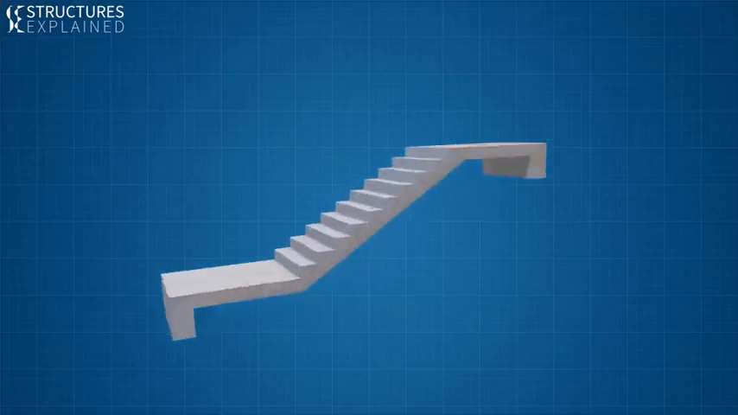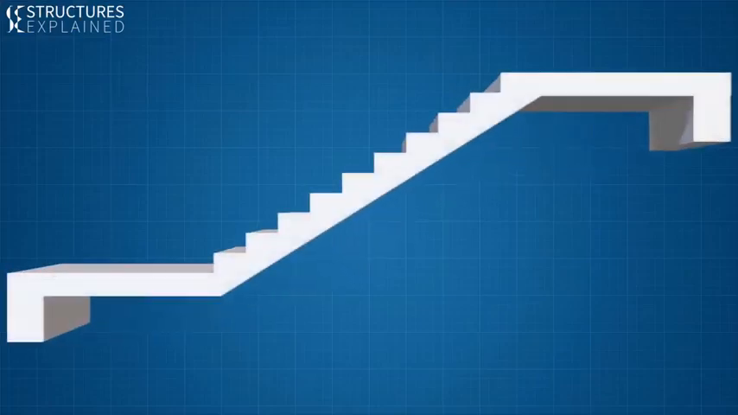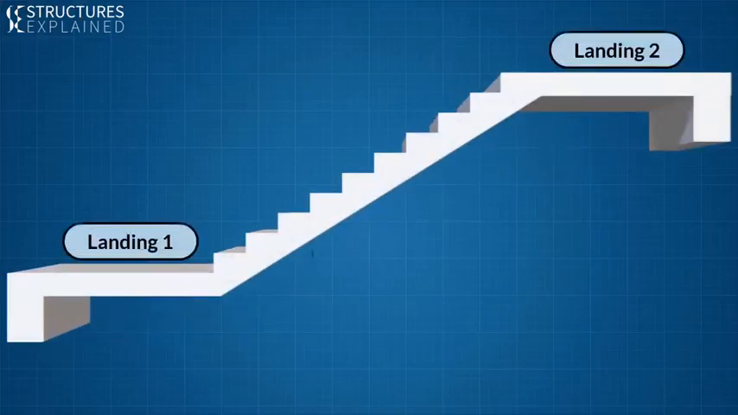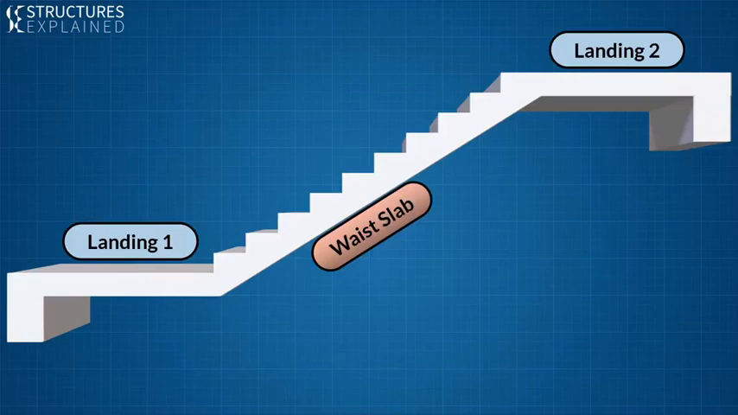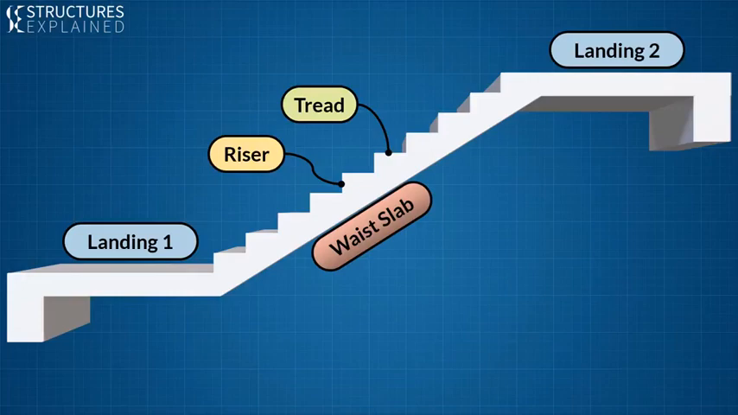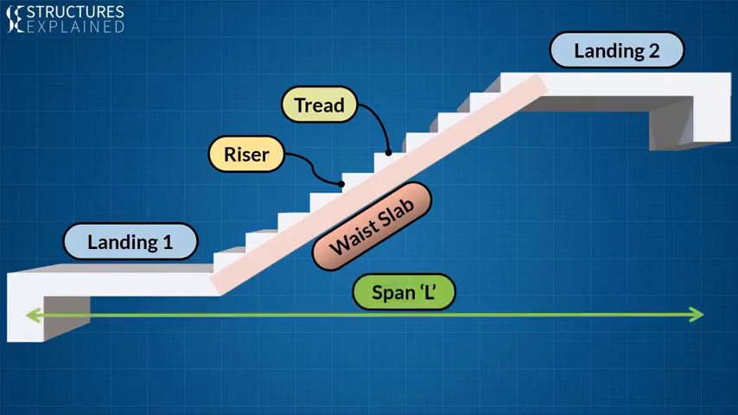Only a single flight of stairs. A typical stair consists of three parts: two landings and one base slab. The base slab has steps in which the vertical part is called the riser and the horizontal part is called the tread. The effective thickness of the base slab is considered from the bottom of the riser till the face of the base slab. The distance between the supports is the span L.